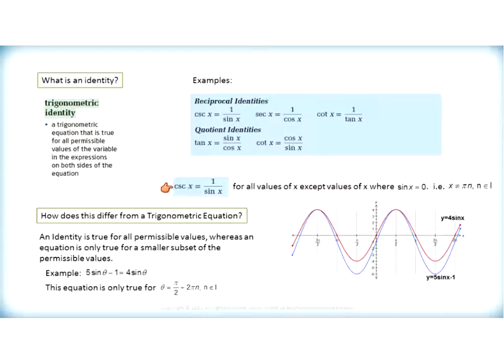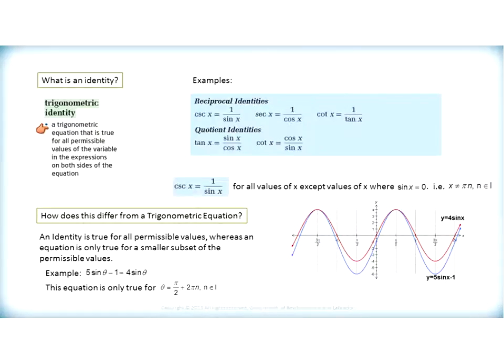As an example, cosecant x equals 1 over sine x for all values of x, except values of x where sine x equals 0. The reason being, again, that we can't have a denominator equal to 0. So this identity is true for all other values of x, except those values of x where sine x equals 0. In other words, when x is equal to pi n, where n is an integer.